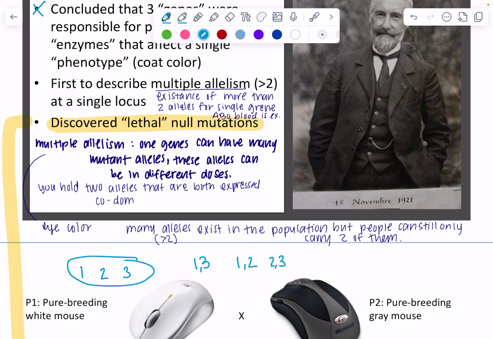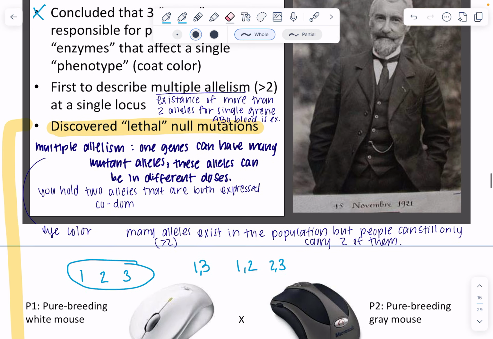And they can be expressed in many different ways. They could be codominant, they could be recessive. One could be complete dominance, they could be in doses. He's just trying to say that there's multiple allelisms at a single locus. So there's more than just black and white. There's black, white, gray, pink, purple, and it just depends on what you inherited that determines your genotype. So if there's a pool of a bunch of things, you pick 2. That's all you got.